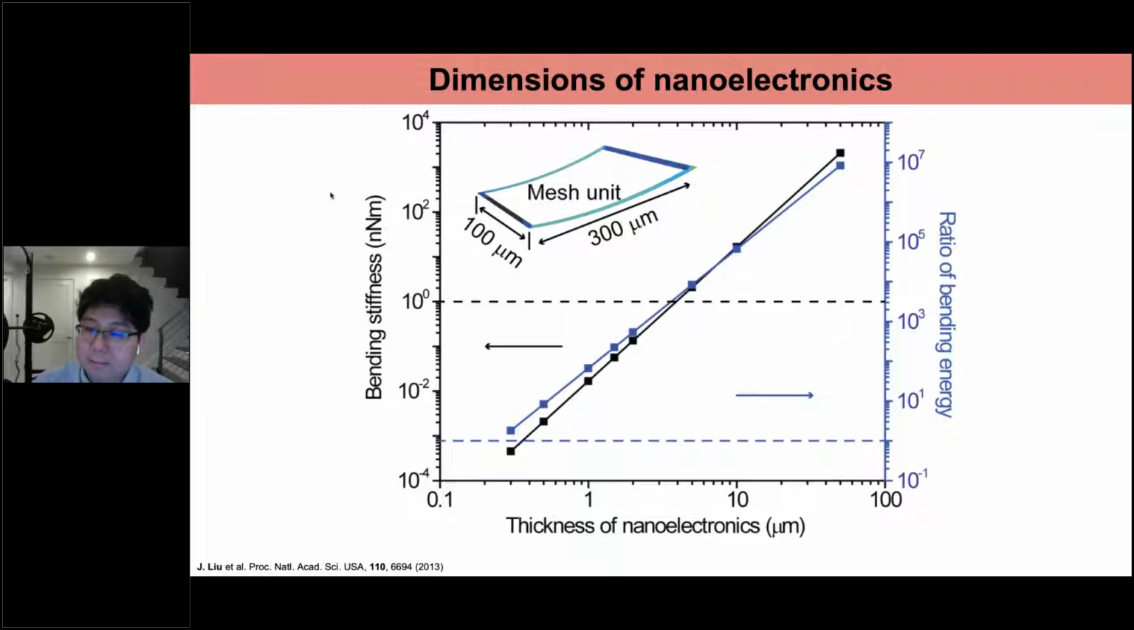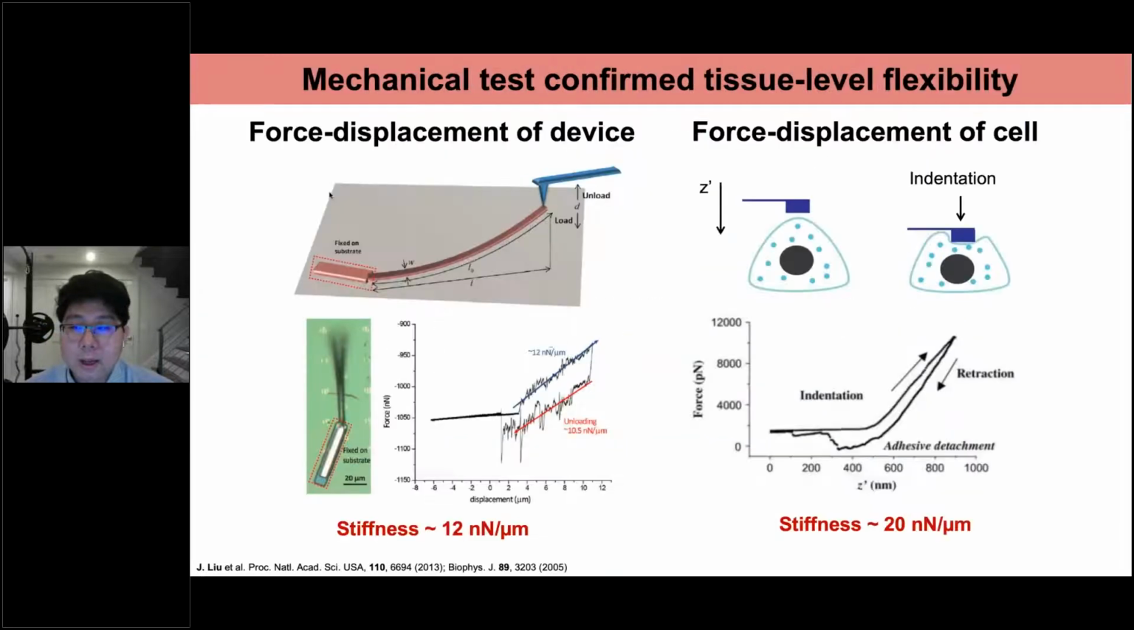If we consider the bending energy, the device thickness needs to be below 500 nanometers, which is already approaching the limitations of nanofabrication, because for all those nanoelectronics, you need enough thick dielectric encapsulation layer to prevent current leak from the electronics to the biological system. So we make those structures with an 800 nanometer to 1 micrometer thick dielectric layer.